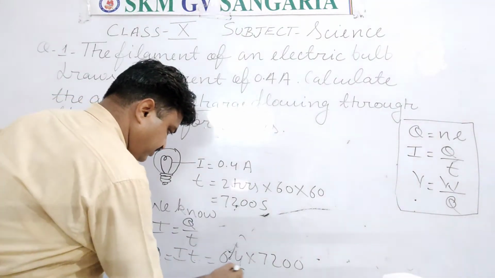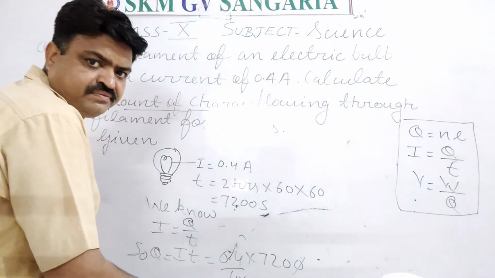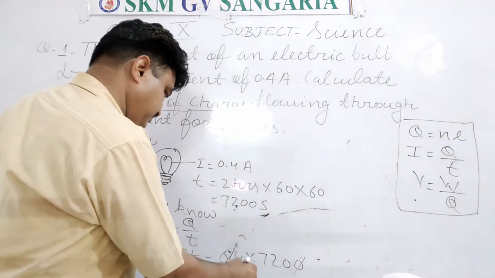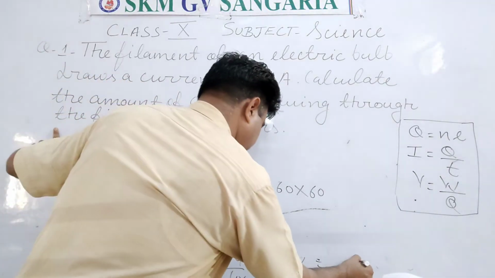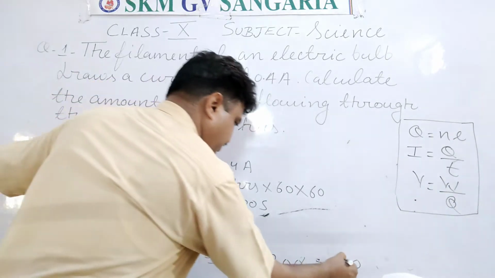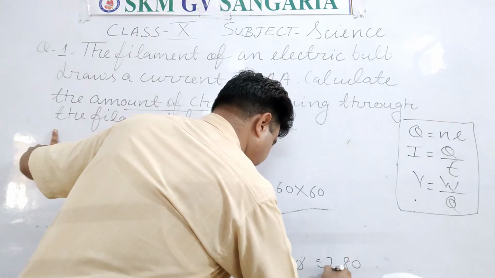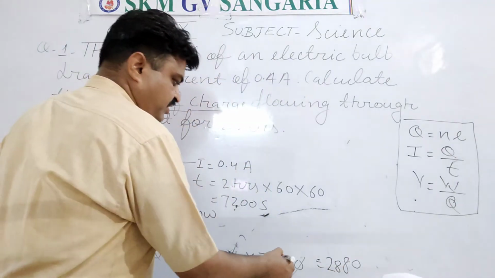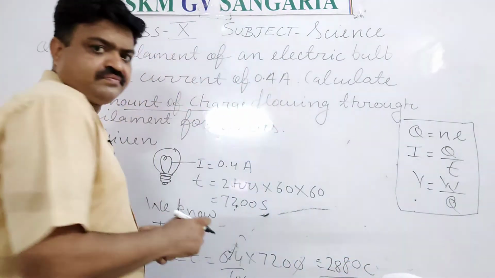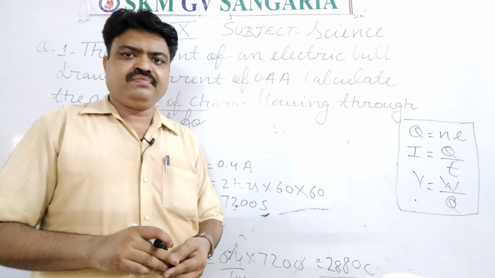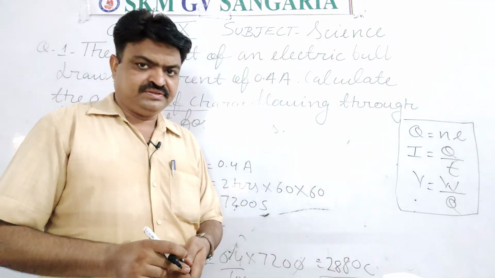Now this decimal point you can cut by taking 10 here, and from this it will be cut. Now you can multiply it. 4 times 0 is 0, 4 times 2 is 8, 4 times 72 is 288. So what answer will you get here? It is 2880 coulomb. 2880 coulomb is the answer.